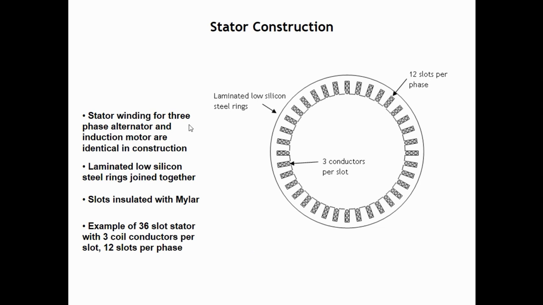So for stator construction, the stator winding for a three-phase alternator and an induction motor are identical in construction: laminated low silicon steel rings joined together, with slots insulated. For example, here you can see 36 slots with 3 coil conductors per slot. There is no bound that you have to place only one conductor in a slot. Your slot can hold multiple conductors, and that is also advantageous, as it provides more mechanical strength to your winding. And 12 slots per phase is very easy to find out: 36 divided by 3 gives you 12.